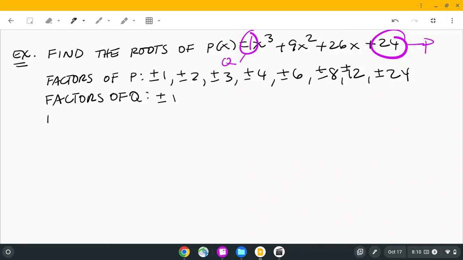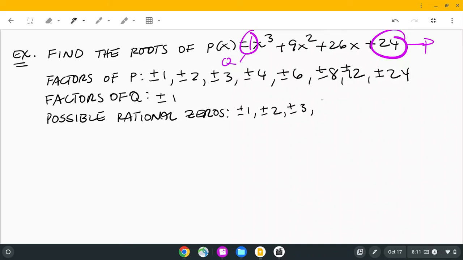So our possible rational zeros are going to be all the p's over all the q's. That's just going to be plus minus 1, plus minus 2, plus minus 3, plus minus 4, plus minus 6, plus minus 8, plus minus 12, plus minus 24. I'm going to show you another way to do this problem, especially when you have a big, long list.